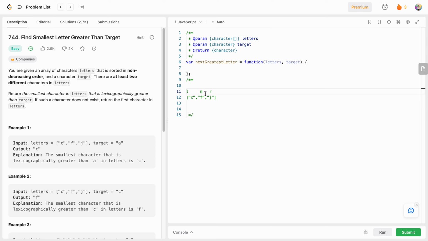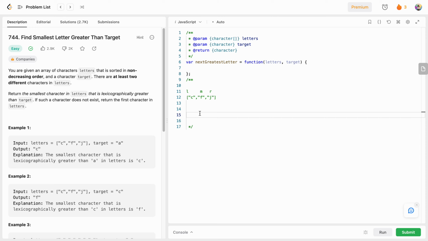When we compare, what do we get? We get that M is greater than A, right? But what do we need? We of course need a value which is greater than A, but the smallest one, right? The smallest value which is greater than A.